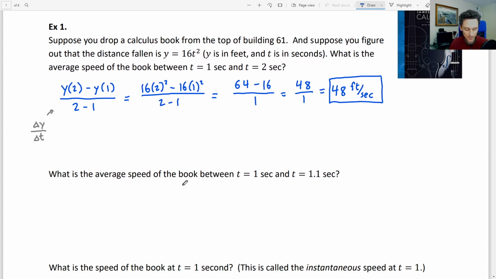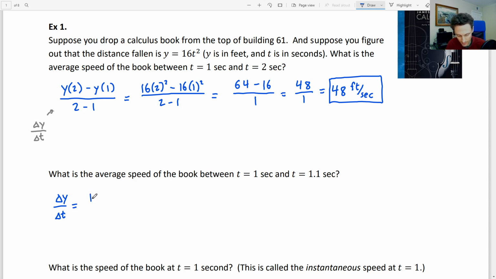What is the average speed of the book between t equals 1 second and t equals 1.1 seconds now? So now our time interval has shrunk. Before it was 1 second, now it's 0.1 seconds. Well, the calculation is the same. In fact, we'll start off with just writing delta y over delta t. Start to get used to that notation in case you haven't seen it.